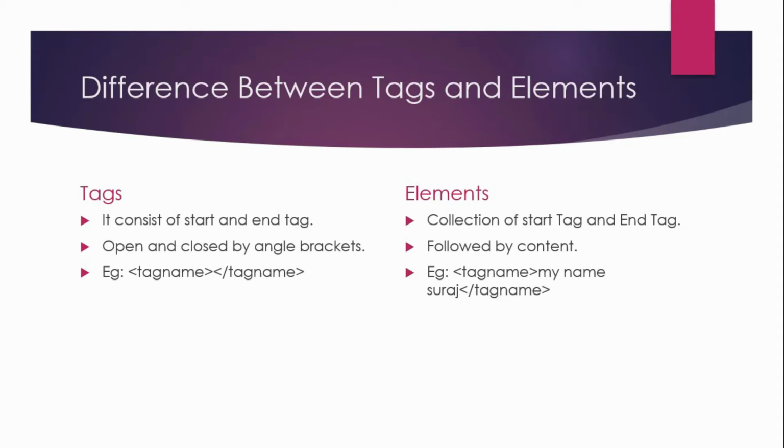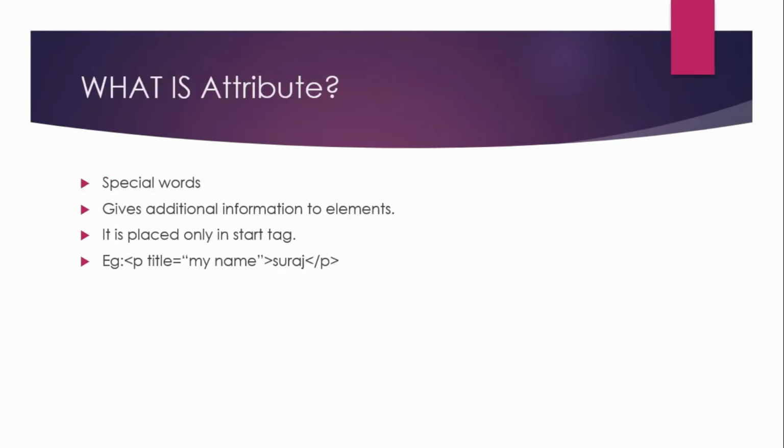Next is elements. An element is a collection of a start tag and an end tag, followed by content. You can see the example given below. Next you will see attributes. An attribute is nothing but a special word which gives additional information to the elements. It is placed only in a start tag. The example is given below, such as in a paragraph tag, inside the opening tag I have given the attribute, and between these tags I have given my name.